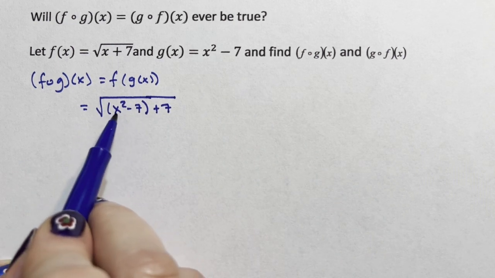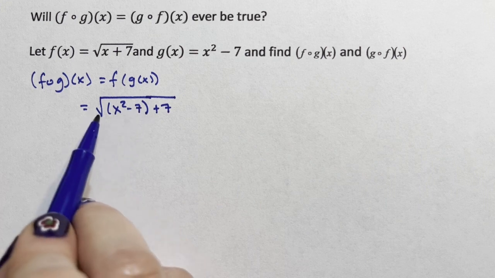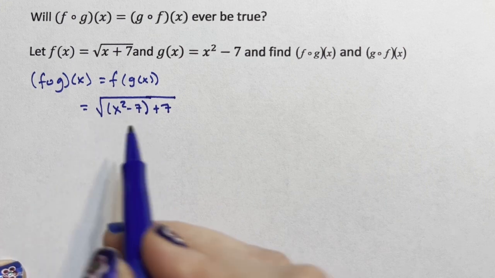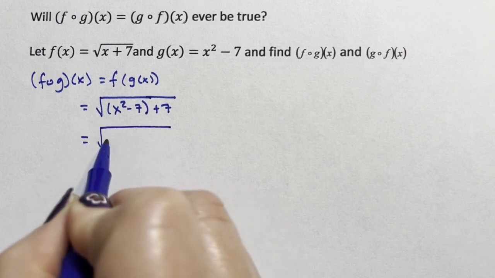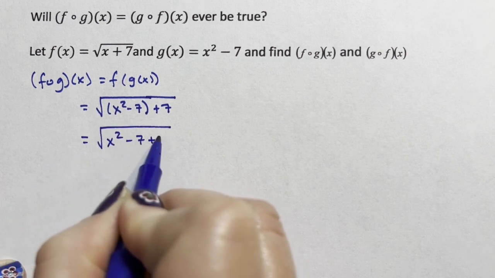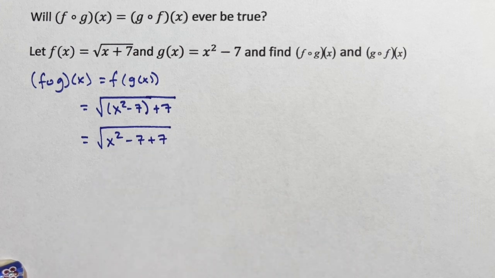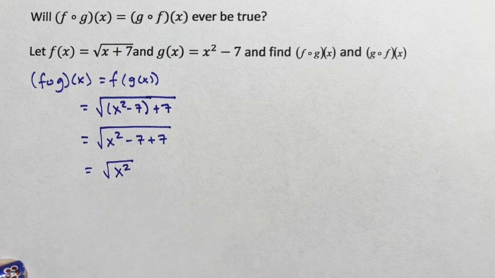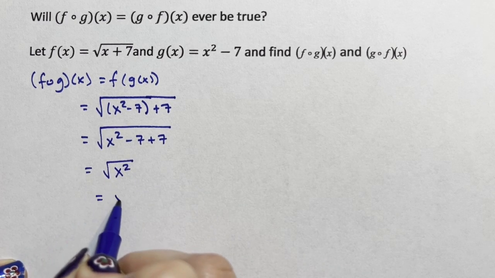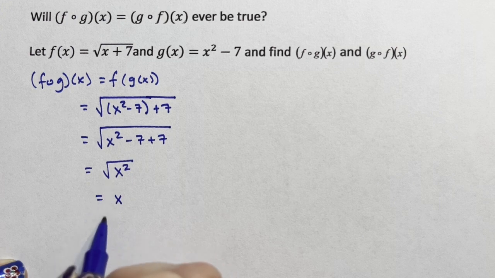Because there's nothing happening with the parentheses, there's nothing multiplying, there's no squared, this parentheses can fall away, so that I have the square root of x squared minus 7 plus 7. Well, minus 7 plus 7, they're inverse of each other, so they fall away, and I have the square root of x squared, which is the same as x. Technically, it's the absolute value of x, but for now, we'll just leave it as x.